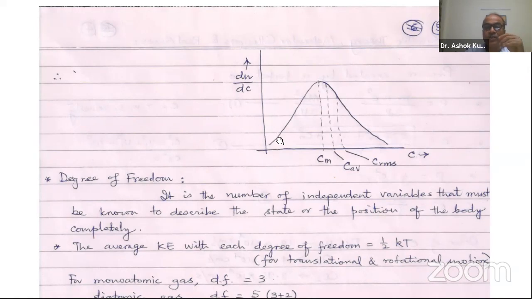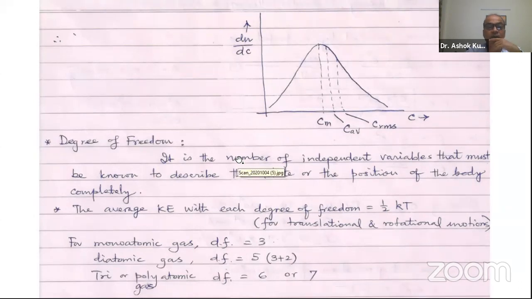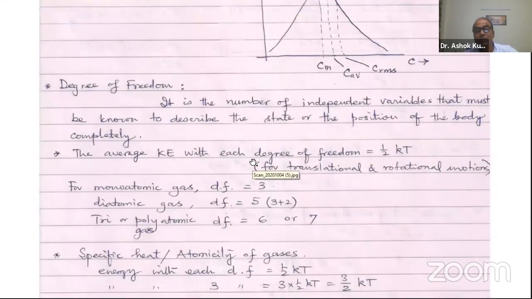Now we leave it at this stage. In a regular class it is possible to explain all this further. So now we come to the next thing in kinetic theory and molecular collision, which is degree of freedom. What is degree of freedom? We know that the molecules are free to move in all directions, and we have also seen that the energy is associated with this movement, because all the energies are kinetic in nature.